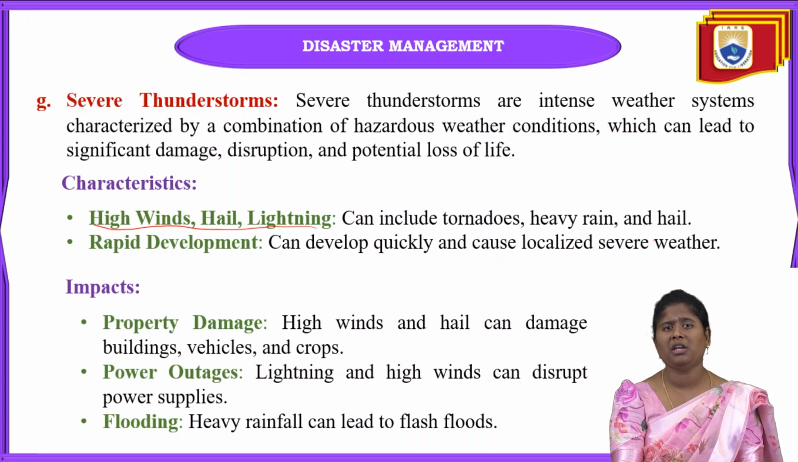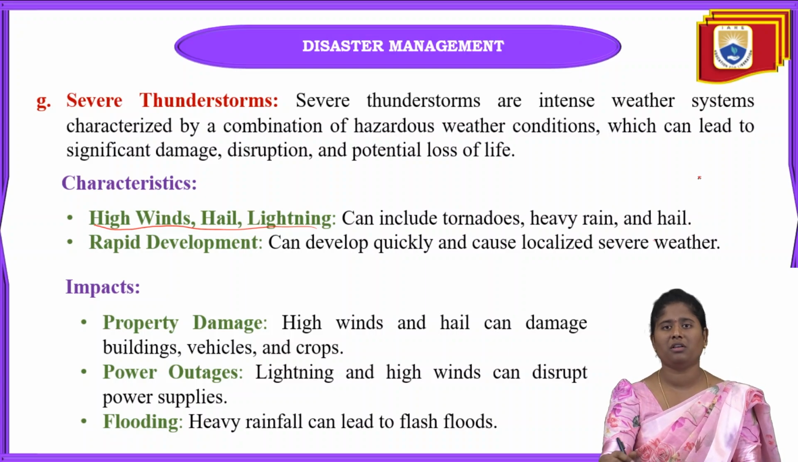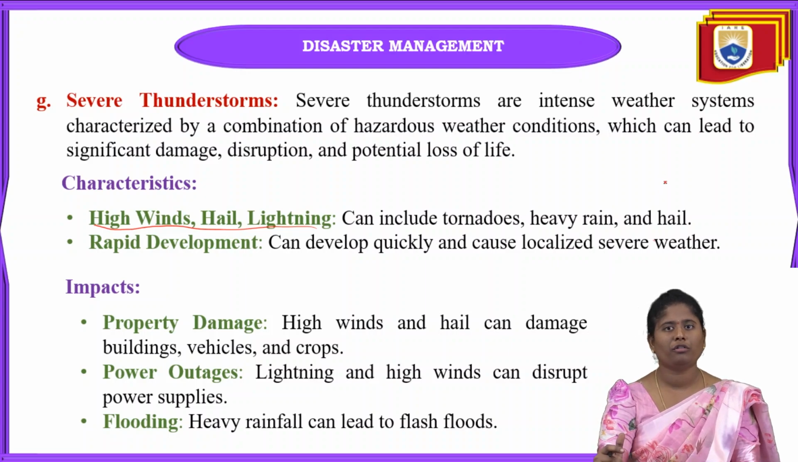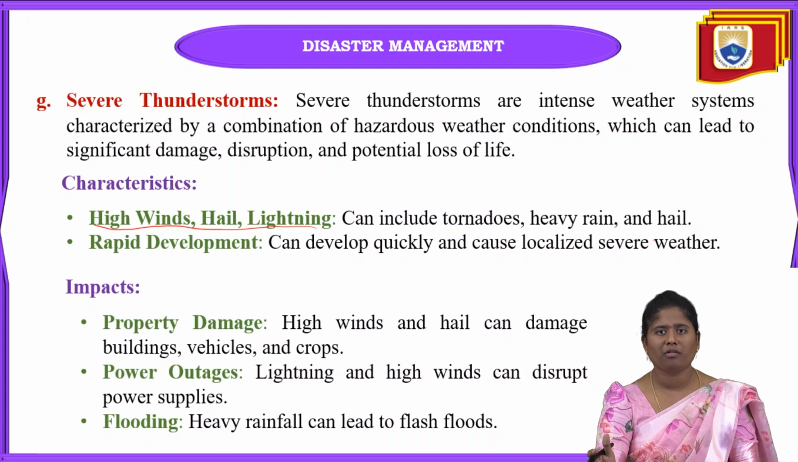And next, what is the main impact of severe thunderstorms? First one is property damage. Because of the high winds and hail, it can damage the overall infrastructure, buildings, transportation, vehicles, and also agriculture, like crops. They may be damaged easily.